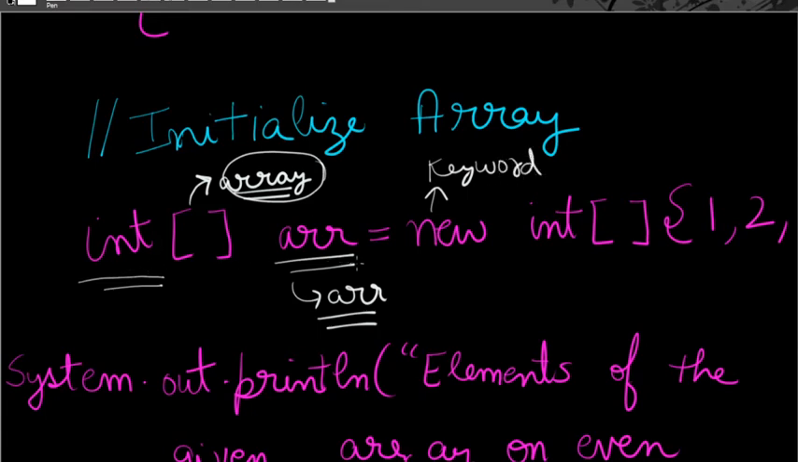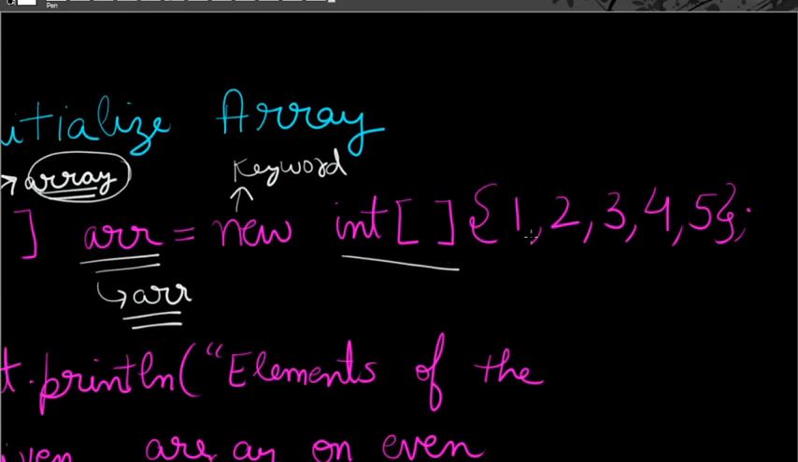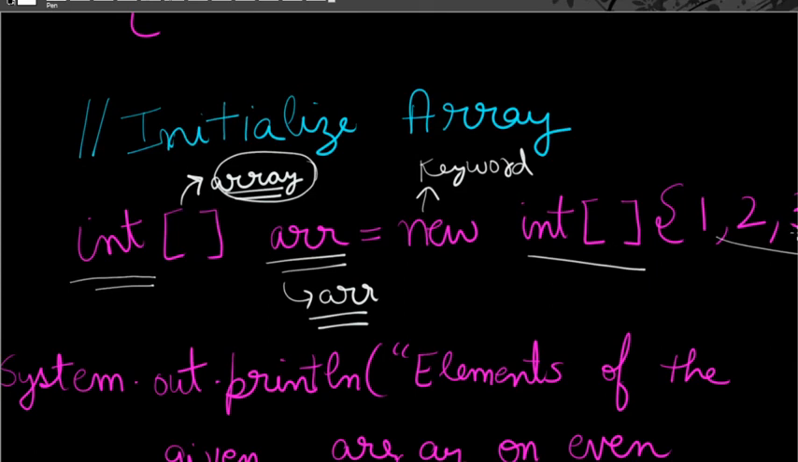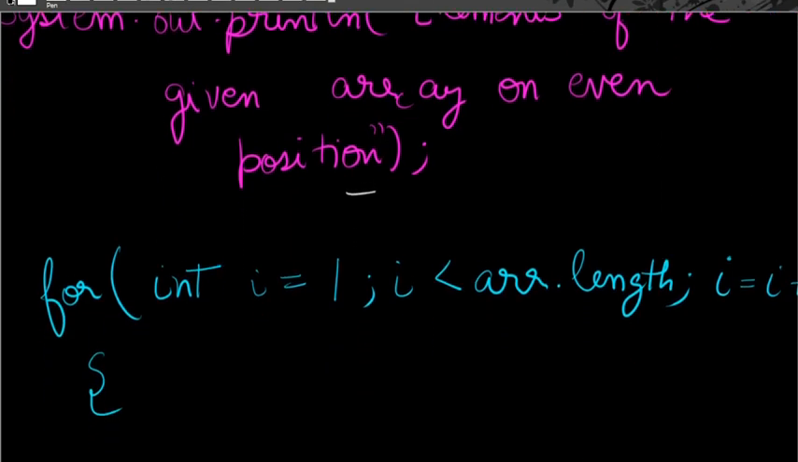So int brackets ARR new, then again int brackets, and here we write the elements, that is 1 2 3 4 5. So basically these are the elements in the array. Okay, now we print with system dot out dot println the elements of the given array on the even position. So now we will use the iteration, that means a for loop.